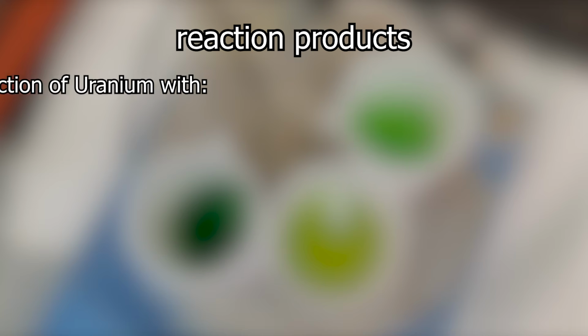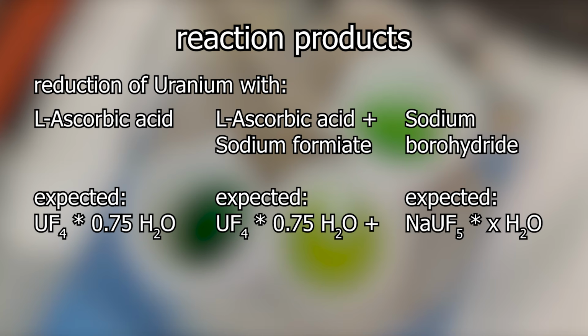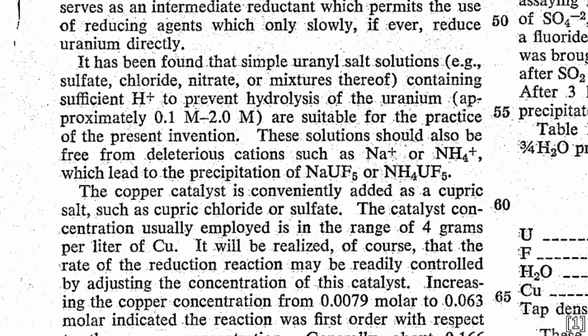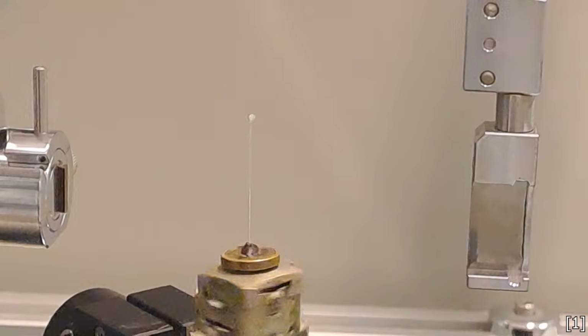The linked paper I referred to describes uranium tetrafluoride 3/4 hydrate. With sodium formate, I expect contamination of NaUF5. This apparently is quite a common impurity when sodium or ammonium ions are present. X-ray powder diffraction was used for analysis, and the following results were obtained.